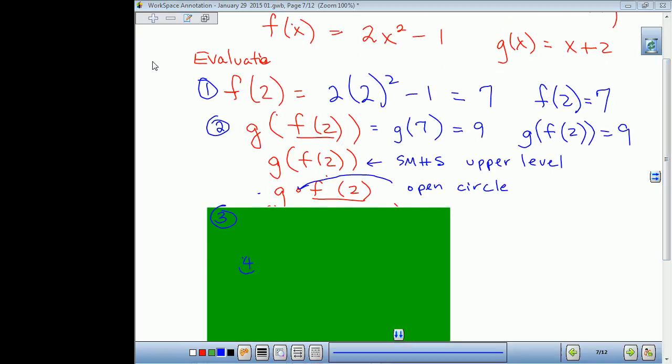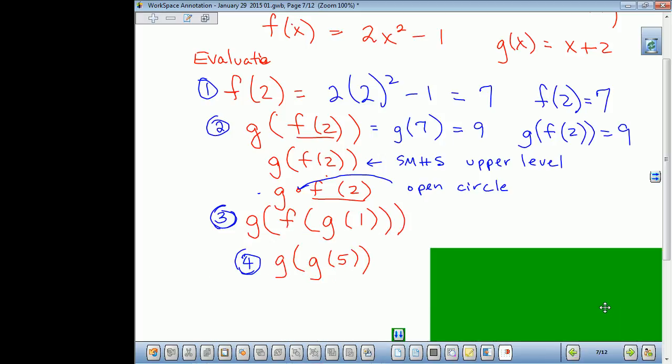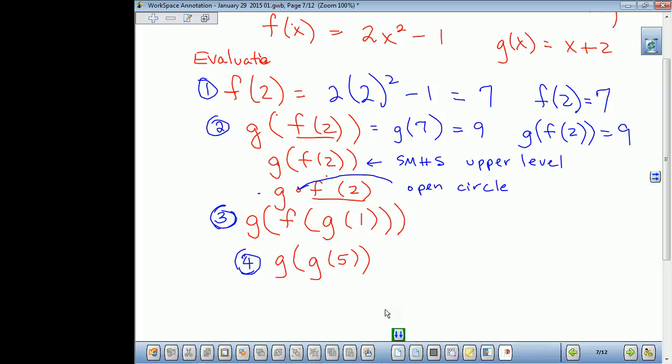How did you pick 2? I literally just picked 2. Here I picked 1, here I picked 5. I can pick any number. Okay, you try 3 and 4. And those are all using those same functions.